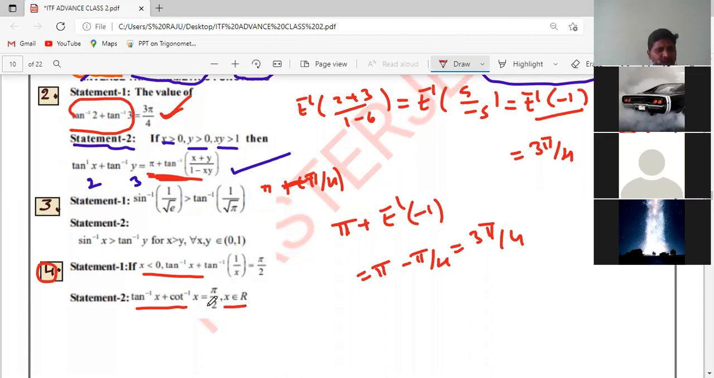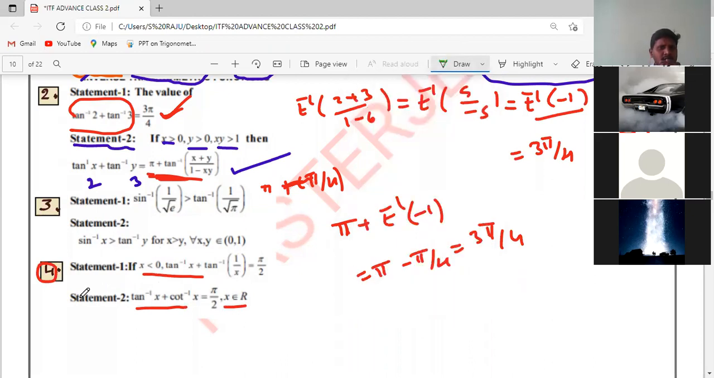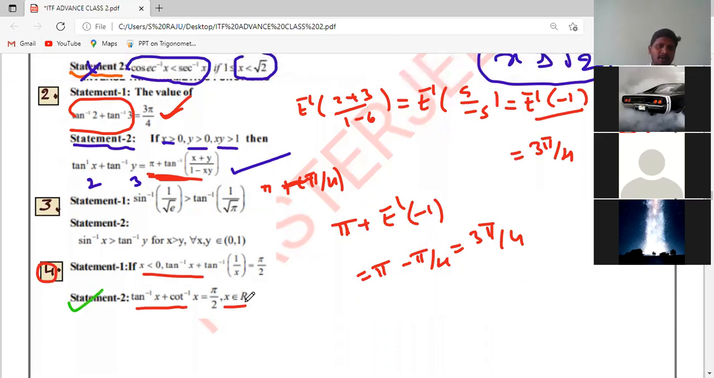It is true. Is that right or wrong? Anyone? Yes, it is absolutely right. Tan inverse x plus cot inverse x is always pi by 2. For some particular domain it will be there, but the tan inverse domain is R. Cot inverse domain is R. So for every real number it is equal to pi by 2.